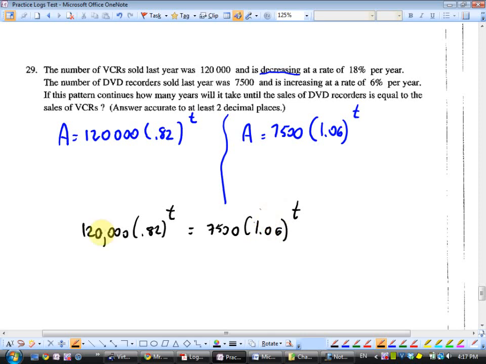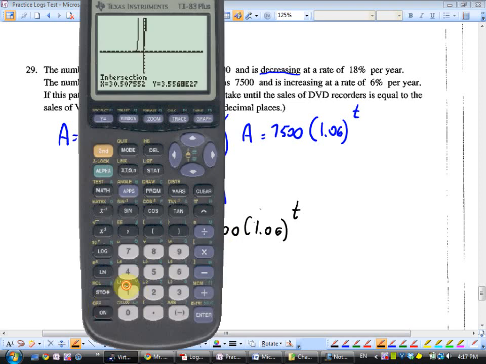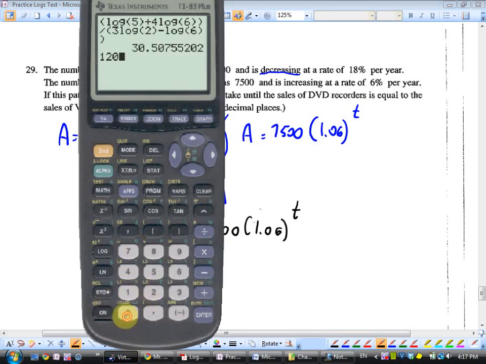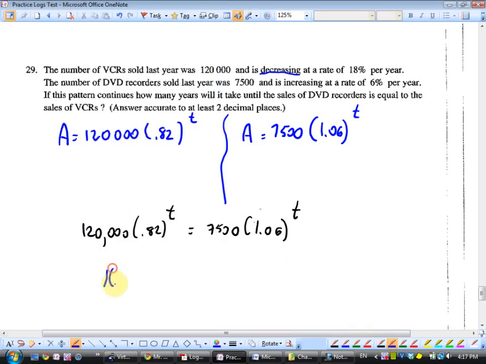Do I have a coefficient there? Do I have a coefficient there? That's dumb having both. I would divide this one over and write that as one coefficient. In other words, I would go 120,000 divided by 7,500. You know what? I would solve this equation. 16 times 0.82 to the T equals 1.06 to the T. Now what? Log both sides. In fact, you know what? We're not going to do it.